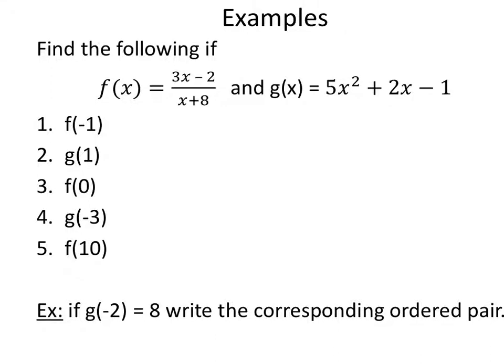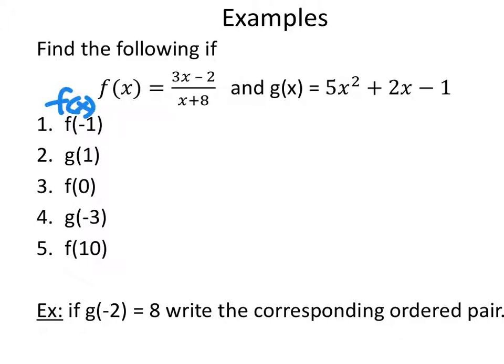So we have to be able to compare different functions like this. So we have f of x and g of x. And they'll just give us values of x in these ones specifically. For example, this would be f of negative 1. So in other words, it's usually f of x, like you see there. So we're just replacing the x in the function f of x with negative 1.